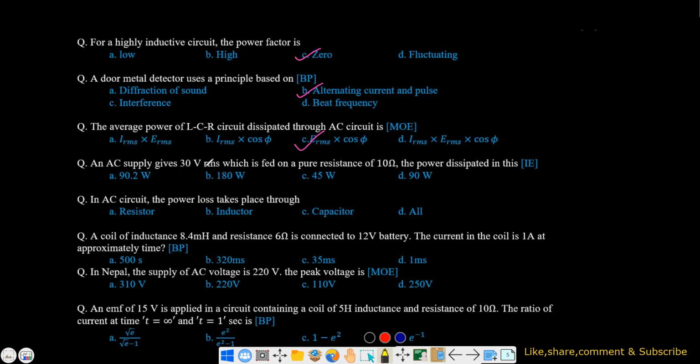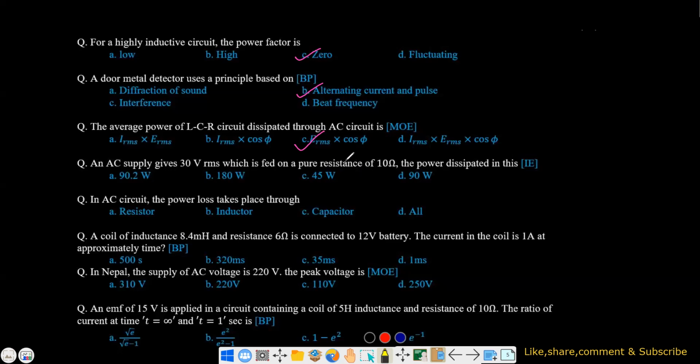In AC supply, 30 volt RMS is fed to a pure resistance of 10 ohm. The power dissipated in this. Okay, so 30 volt is supplied and resistance is 10. Okay, and you have to calculate the power dissipation. This is RMS value. So just you need to get what is the important thing: power dissipation is RMS power into cos phi.